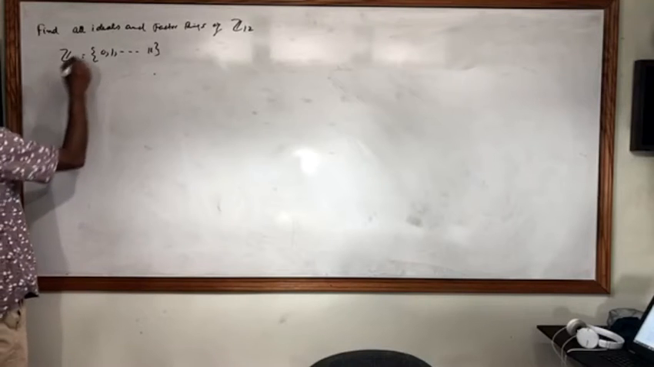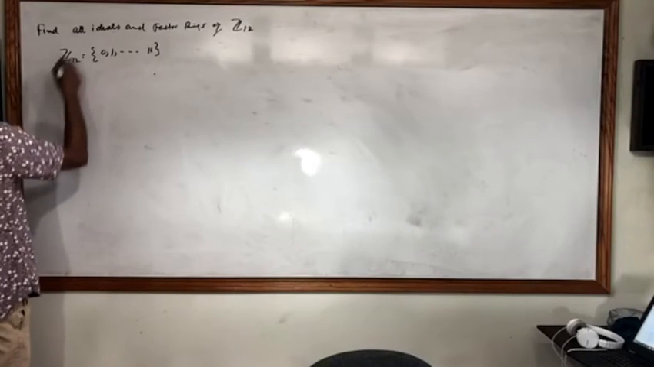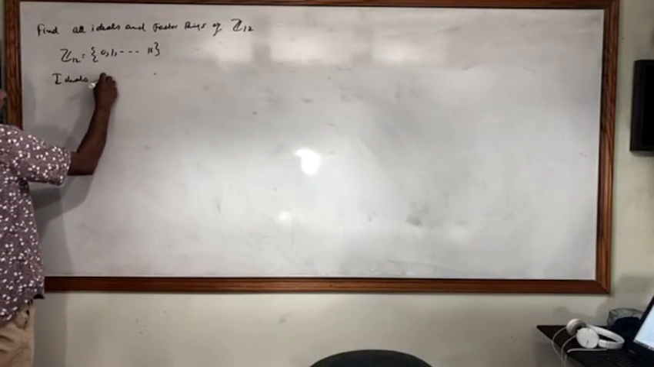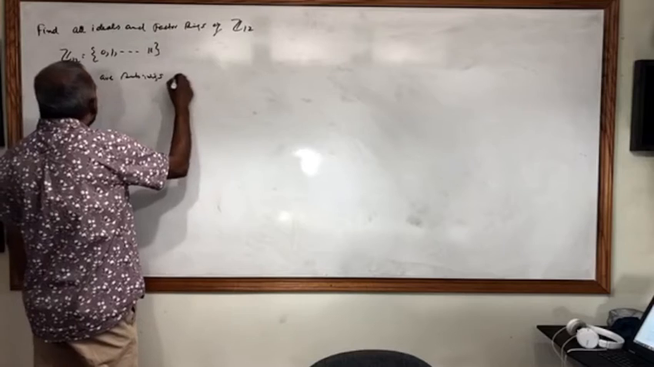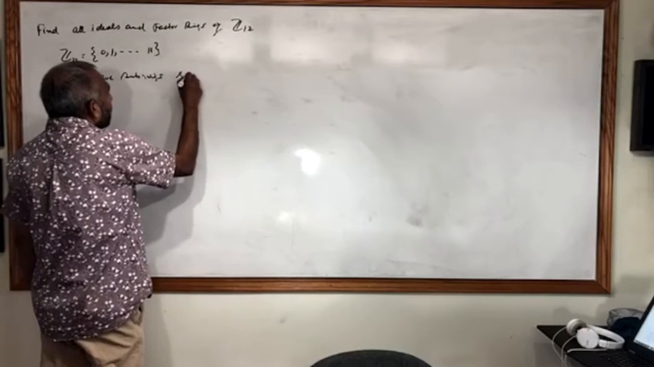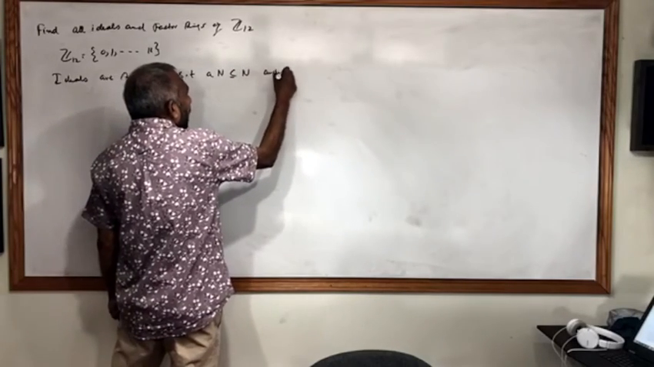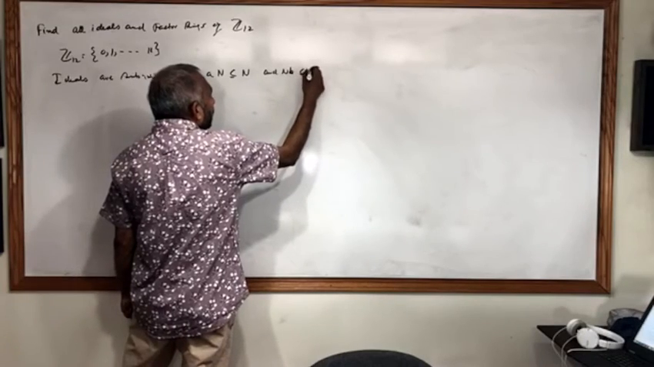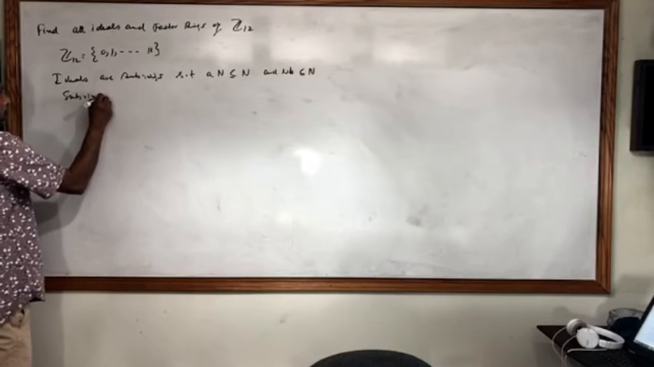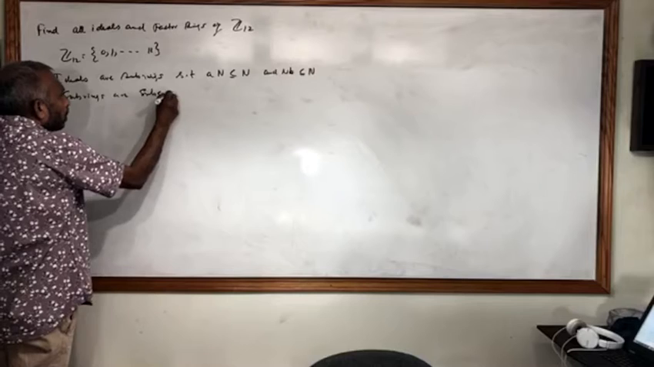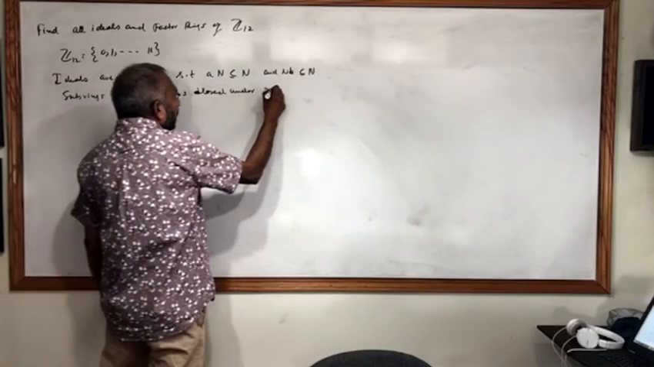So in order to find the ideals of this, those ideals are subrings N such that AN is contained in N and NA is contained in N. And subrings are subgroups closed under multiplication.